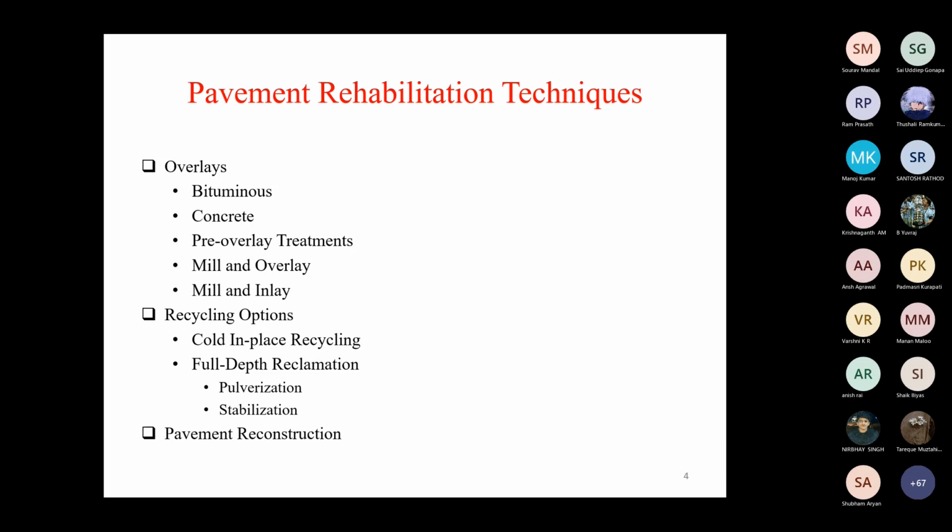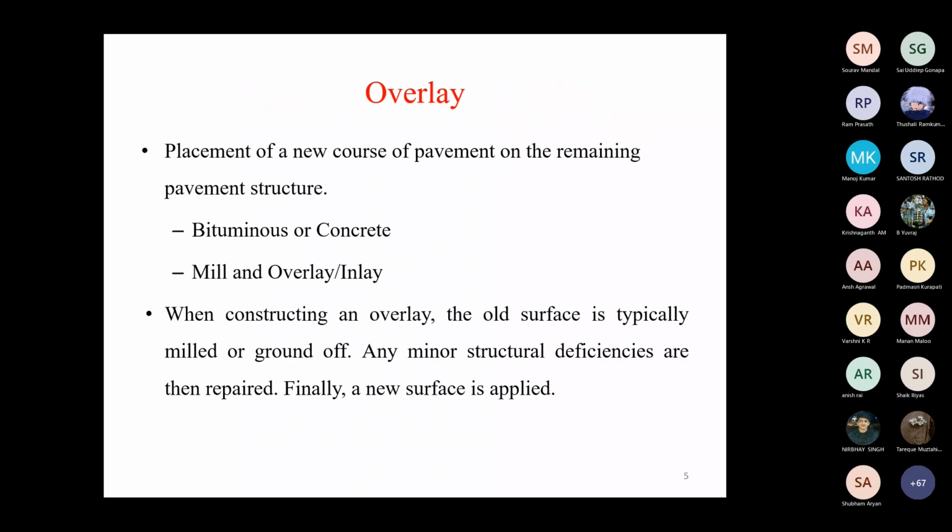Overlays can be done for bituminous and concrete pavements, then pre-overlay treatment, mill and overlay, mill and inlay. We will learn one by one. Then recycling: cold in place, which you can do at the site itself. Full depth reclamation is also possible, or you can go for entire pavement reconstruction. An overlay is the placement of a new course or layer of pavement on the existing surface. This can be either bitumen or concrete, or you can mill the existing surface and then overlay or inlay.